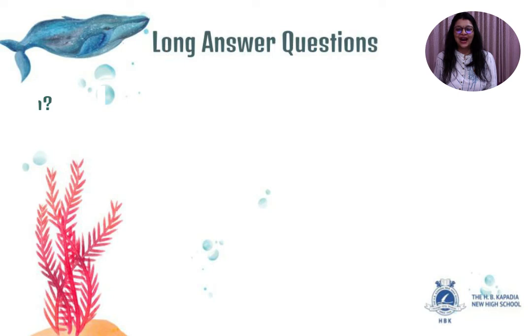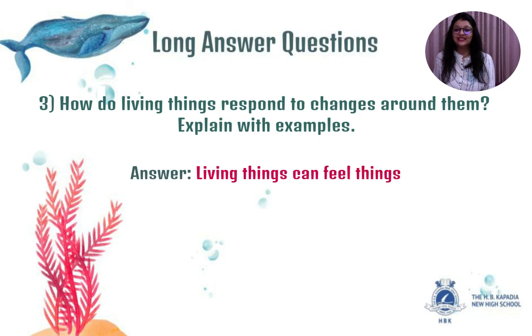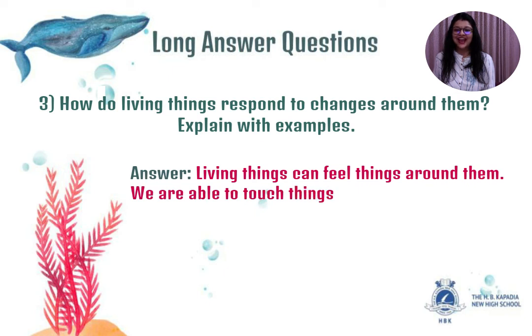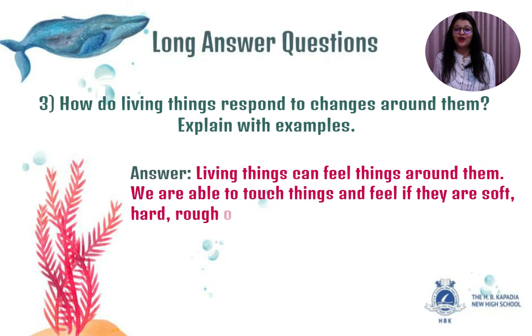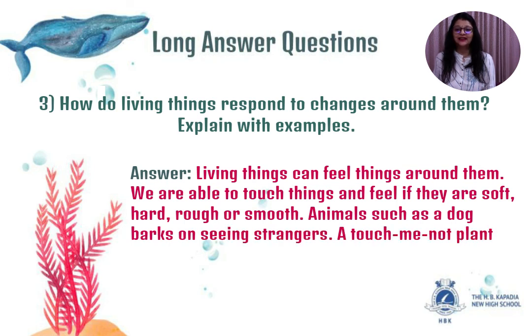Last question, how do living things respond to changes around them? Explain with examples. So, the answer is living things can feel things around them. We are able to touch things and feel if they are soft, hard, rough or smooth. Animals such as a dog barks on seeing strangers. A touch-me-not plant folds its leaves on touching.